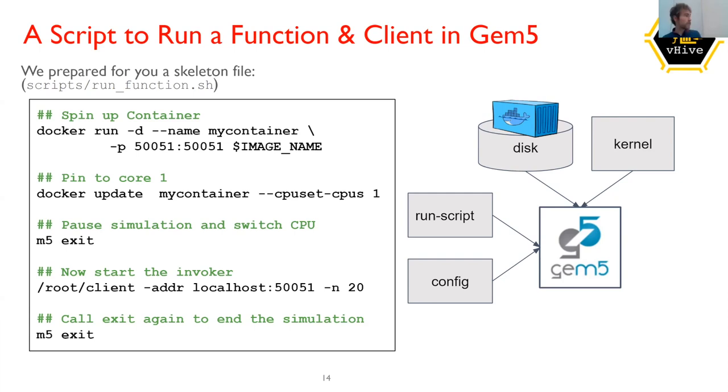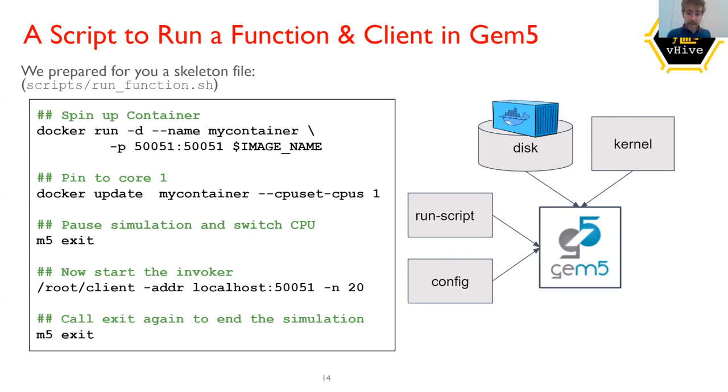We change the CPU model that is in the configuration file. And then we will enter the simulation again and start our client. Same command as before. This time we'll only issue 20 requests just to make the simulation a little bit faster, so that you can follow it. And finally, we call the M5 exit again to exit the simulation. Okay, so that is already defined, just so that you know what this script is doing. Okay, now everything is in place.